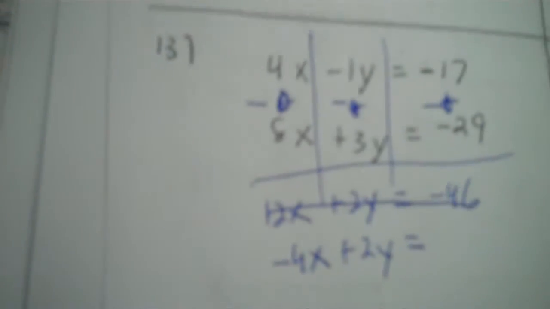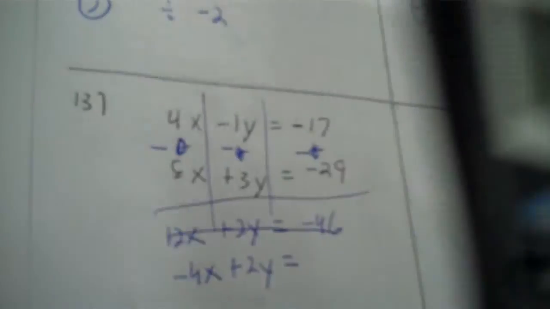So 4 minus 8 is negative 4x. Negative 1 minus negative 3 is positive 2y. And then negative 17 minus negative 29 is 12, so that doesn't work either. So we need to multiply. We need to times. So I have an 8 here, so I'm going to go 8, 8, 8. I have a 4 here, so it'll be 4, 4, 4.